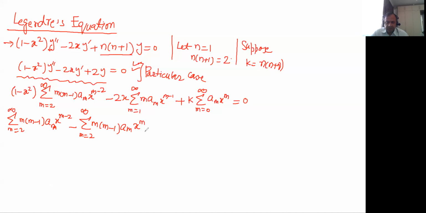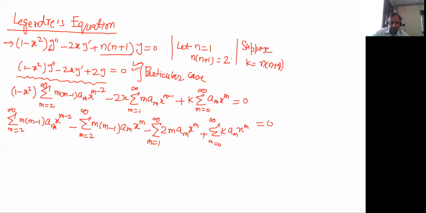And then minus, so we can take 2x inside, so it will be 2m a_m, and then x power 1 and x power m minus 1, so it will be x power m. And then I can take k inside, so it will be k a_m x power m. The sums run from m equals 0 to infinity, m equals 1 to infinity, and that is equal to 0.